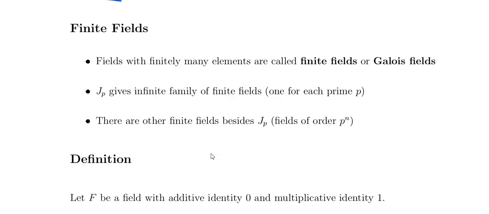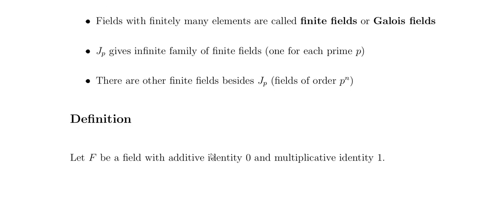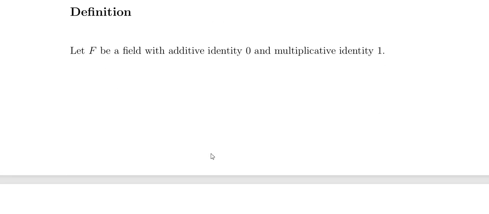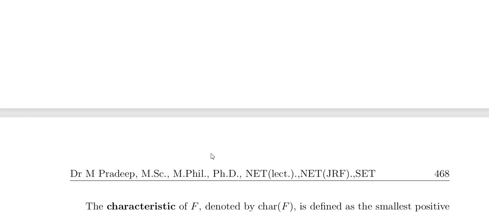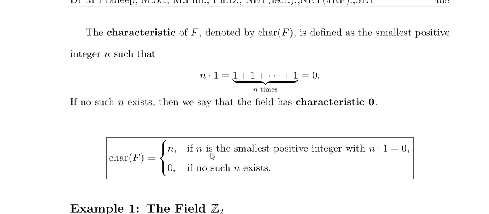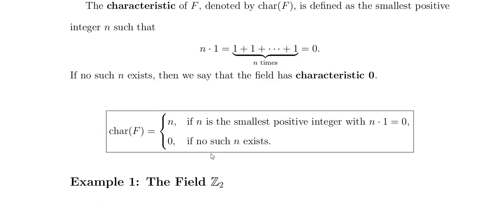A field with finitely many elements is called a finite field or Galois field. Zp gives the finite field, and F is the field with additive identity 0, multiplicative identity 1. And the characteristic of F is a very important concept. How to define the characteristic of F: the smallest positive integer n such that n times 1 equal to 0, that is 1 plus 1 plus 1 and so on. If no such n exists, then we say that the field has characteristic 0.